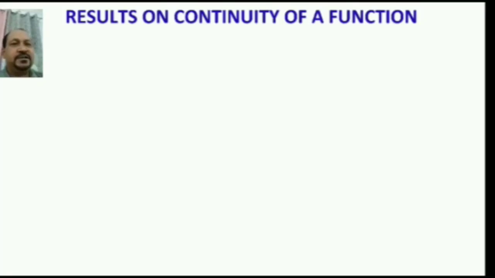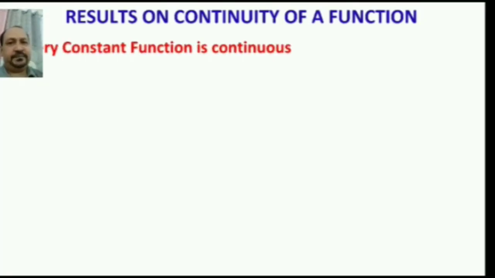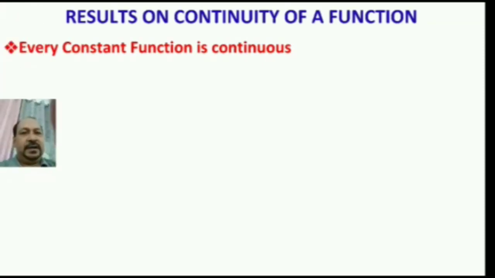Now observe some results on the continuity of a function. Every constant function is continuous. For example, f(x) equal to 3, f(x) equal to 7, f(x) equal to k. The constant function is always continuous.